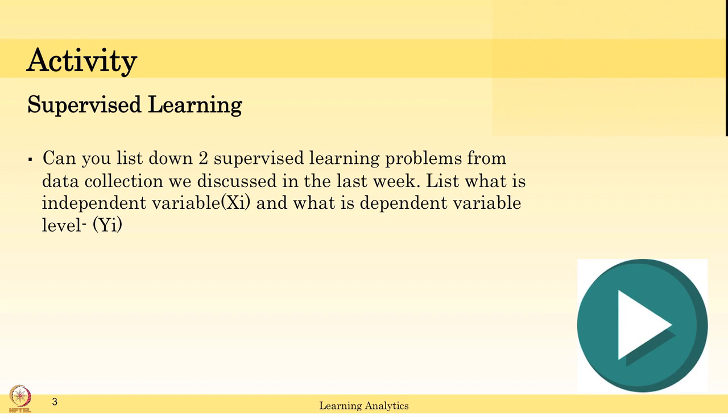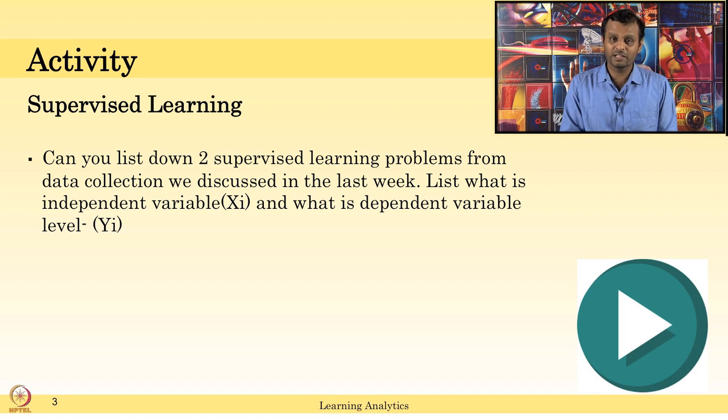Given the examples you saw in the previous slide, can you list down two other examples of supervised learning problems from the data collection we discussed last week? List what the independent variable is, that is xi, and what the dependent variable is, that is yi, the label. List down two problems and their independent variables and dependent variables, xi and yi. After listing it down, let's continue.